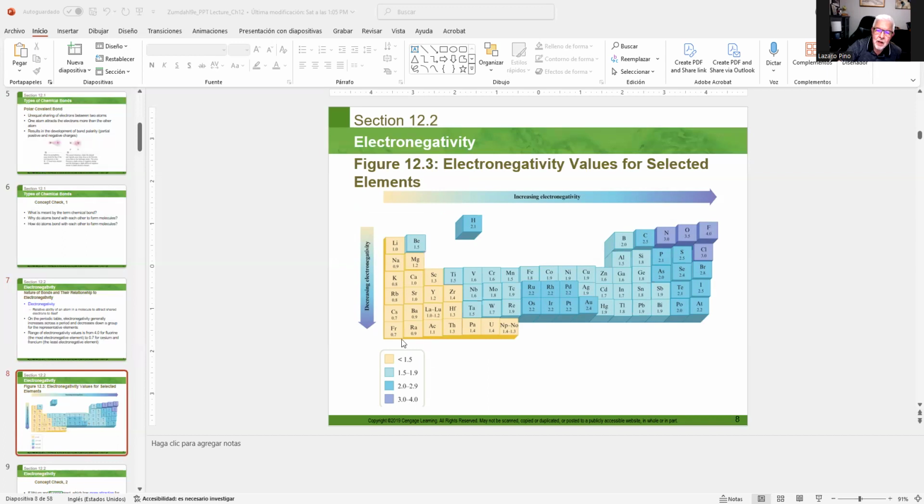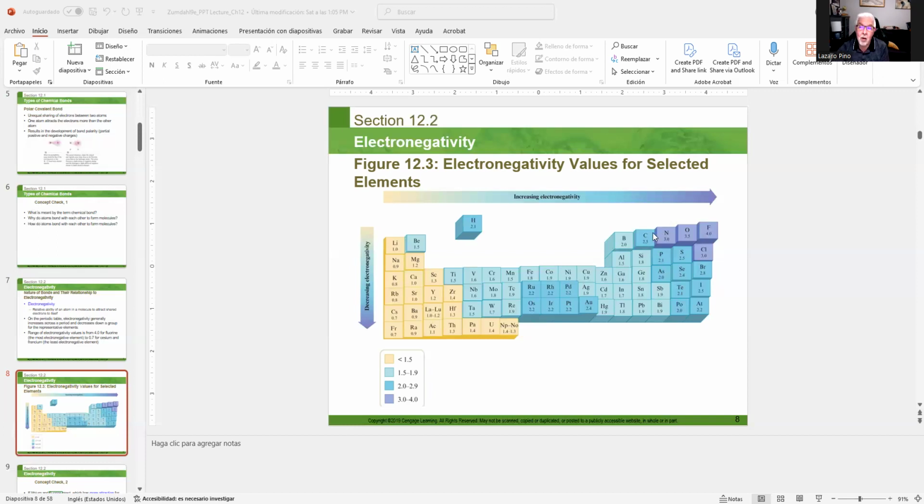So we can see that the electronegativity of the metals, the representative metals, is very low. It's lower than 1.5, while the electronegativity of the most electronegative atoms is between 3.0 and 4.0. Which ones are the most electronegative atoms? Well, fluorine, oxygen, and nitrogen in this order.